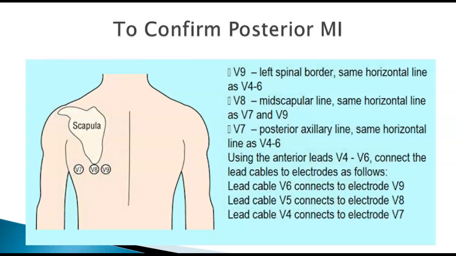You can take the leads V4, V5, V6. Don't cross them, just put them right on the back underneath the scapula like this. So V4 becomes V7, V5 becomes V8, and V6 becomes V9. And so we would do a 12-lead EKG with those being on the back, and then you would handwrite on the 12-lead EKG that this is what we call a 15-lead EKG, and we're confirming the MI being posterior.